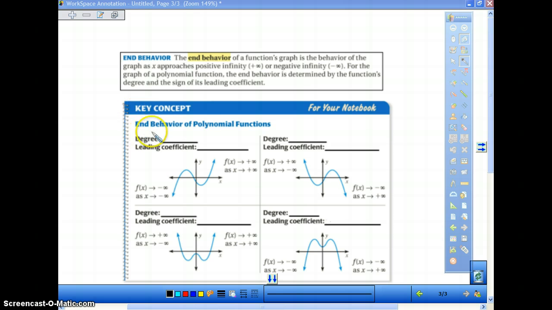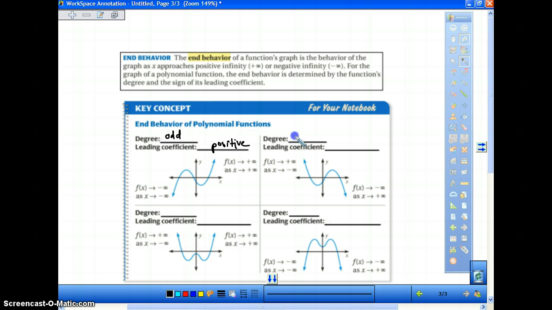So the end behavior of polynomial functions. The first thing is if you have a degree that is odd, which means the leading power is going to be an odd number. So 1, 3, 5, 7, etc. And the leading coefficient is positive. If this is the case, this is the type of graph you typically get. And this is what's going to follow. As x approaches positive infinity, your f of x is going to increase to infinity. And as x goes to the left or goes to negative infinity, your f of x is going to be negative infinity.